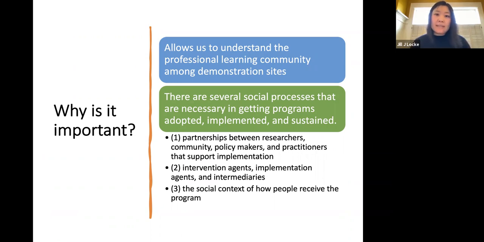There are several social processes that are necessary in getting programs adopted, implemented, and sustained. For one, we need to understand the partnerships between researchers, community, policymakers, and practitioners that support implementation. We also need to understand how the intervention agent, so who is actually doing the inclusionary practices, or the implementation agents who's supporting the implementation of those inclusionary practices, or the intermediaries who's facilitating the exploration or the actual implementation and sustainment of those practices, how they are connected, as well as the social context of how people receive the program within the school.